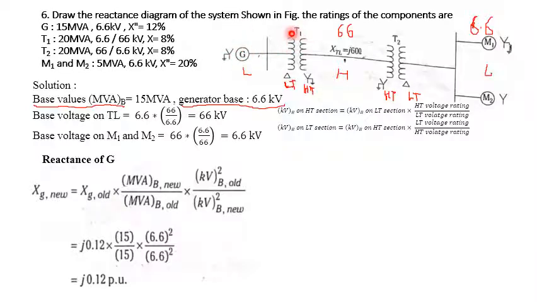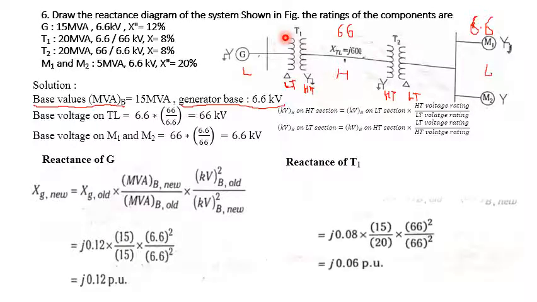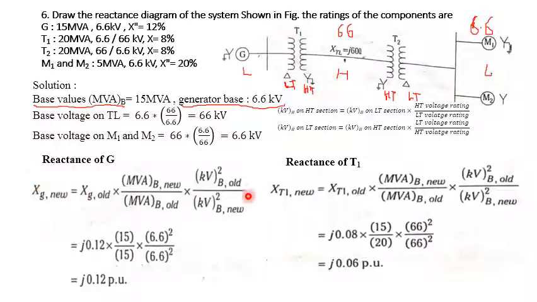Okay, next we have transformer T1, looking at the same equation. So this is for T1. What is T1? Transformer 1. X new is equal to old value into MVA new divided by MVA old, into kV base old divided by kV base new value. So look at this, this is quite interesting. What is the transformer reactance old value? This is T1, it is 8%. 8% means 8 divided by 100, you will get j0.08.